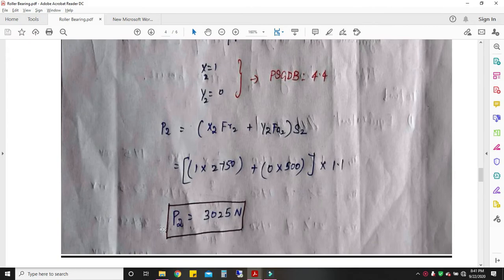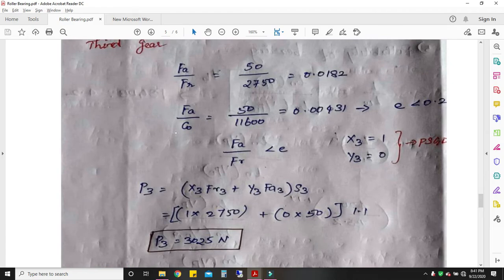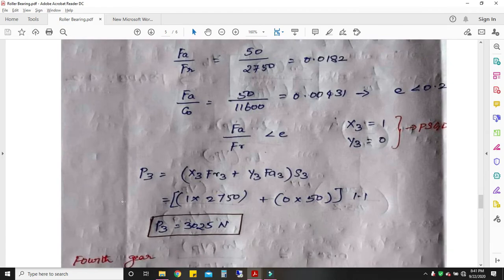As we did in the previous case for the first gear, we have used this formula. So this formula is meant for the second gear. Substitute all the known values and finally you will get P2 equal to 3025 Newton. This is how we have to proceed for the third gear. For the third gear also, you will get P3 equal to 3025 Newton.